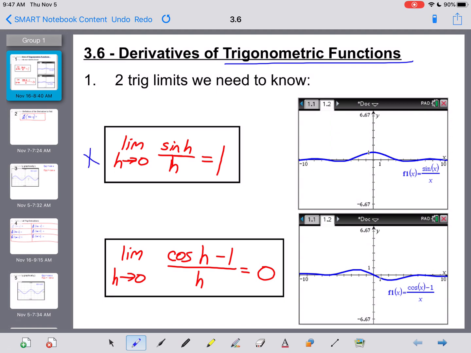Okay, to get into this, everybody, there are two trigonometric limits that we need to know, and they are listed right here. But before I even start talking about them, let me calm your fears. You absolutely do not need to know these ones for a quiz or a test.